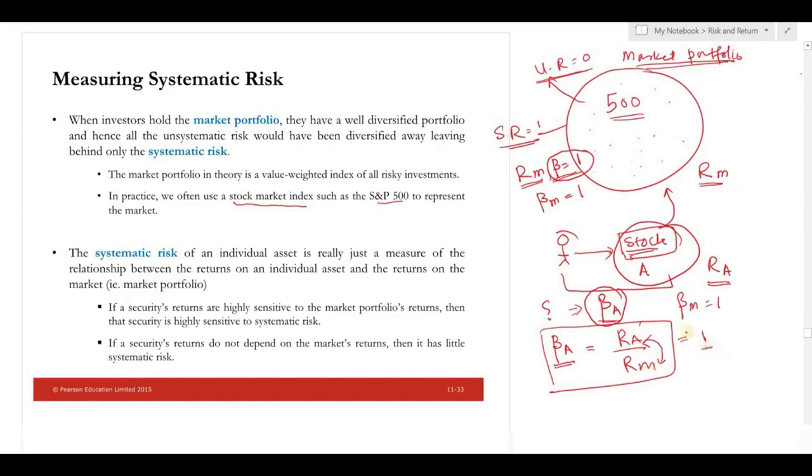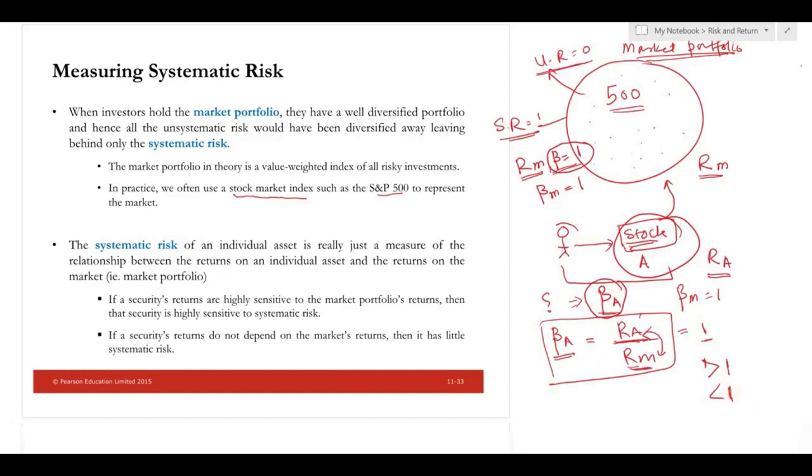So they are equally facing the systematic risk. But what if the answer is higher than 1? It means the return of stock A is higher than the return of the market, so it's more risky. Higher return also implies higher risk. And what if the answer is less than 1, like 0.8 or 0.7? It means the stock is relatively less risky than the market. It is less sensitive, I would say, than the market. If security returns do not depend on the market return, then it has little systematic risk, meaning it has a beta less than 1.